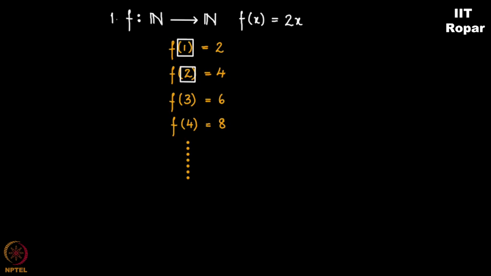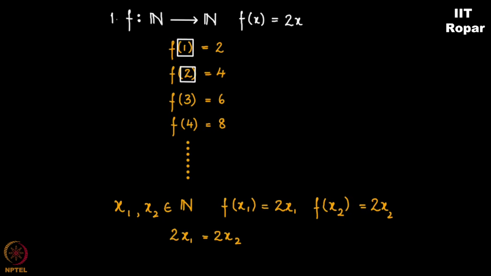But how do we prove that it's a 1-1 function? So let us check. Consider the two natural numbers x1 and x2. So f of x1 is equal to 2x1 and f of x2 is equal to 2x2. We have seen the proof technique, right? I assume 2x1 is equal to 2x2. What do I get after cancelling the 2's? x1 is equal to x2, which means if in case 2x1 becomes equal to 2x2, then x1 is equal to x2, and hence f is always a 1-1 function.